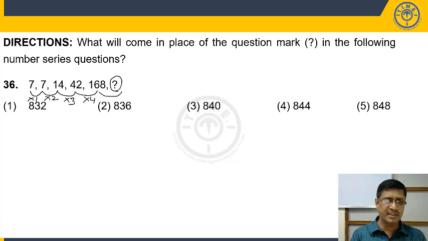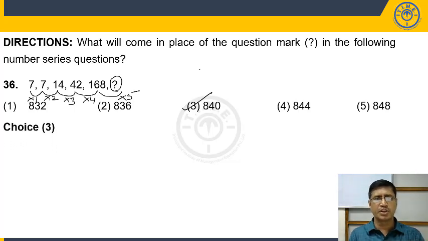What can we expect on the other side? So the next value is 5 times of 168. So what is 5 times the value? It is 840. So the right choice is option number 3. The third choice is the right choice. Okay.